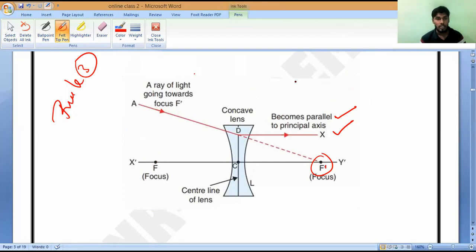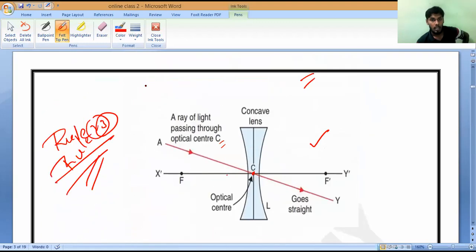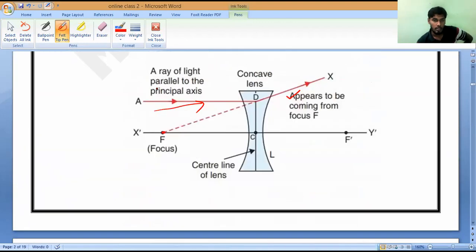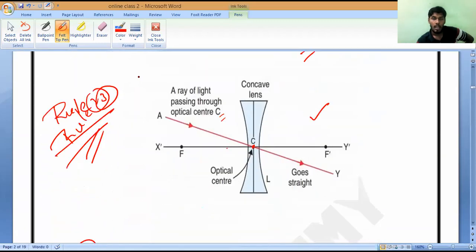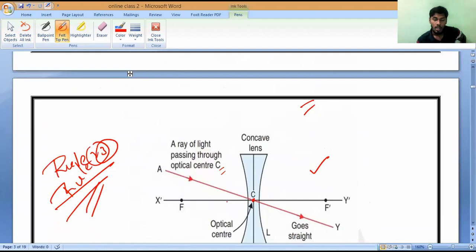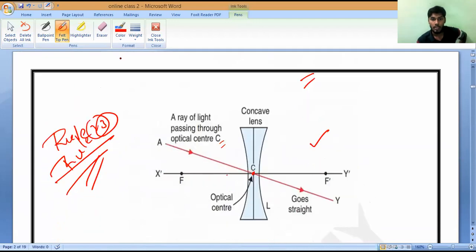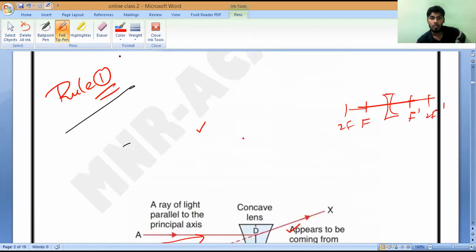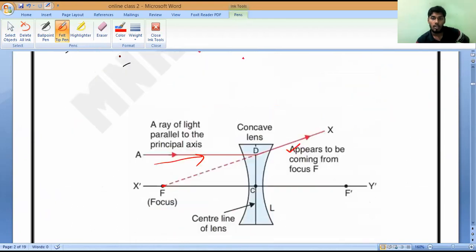Understand? Usually this rule number 3 we don't have any use. We only use rule number 1 and rule number 2. With these itself we can draw the image of any case. That is why rule number 1 and rule number 2 you have to remember, most important for drawing the images formed by a concave lens.